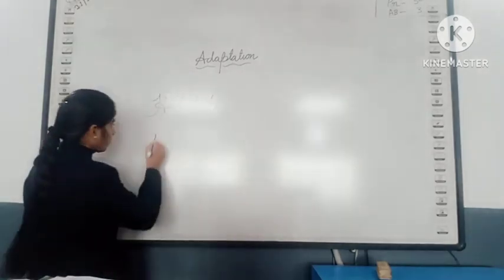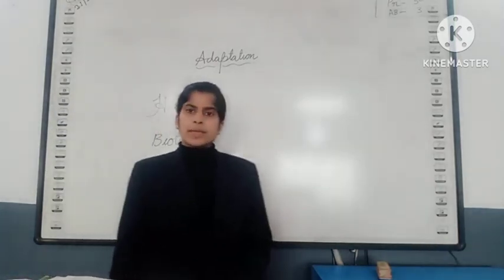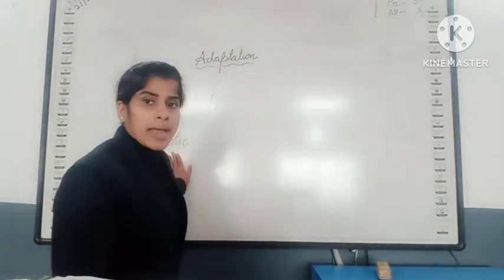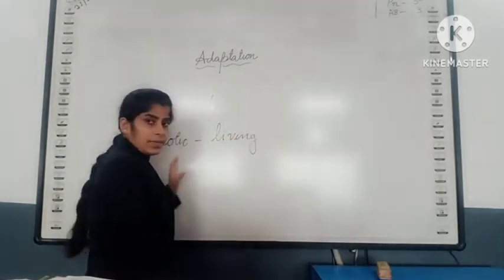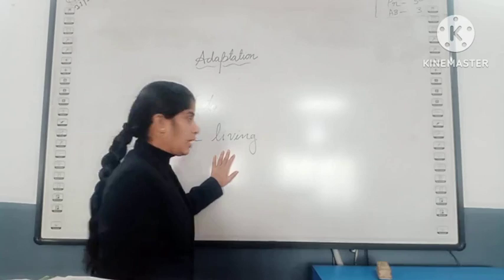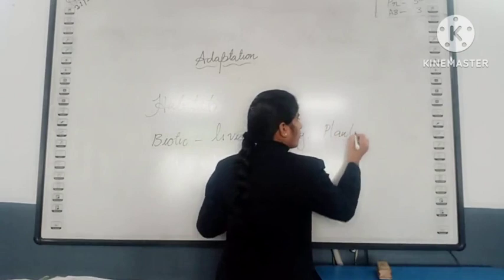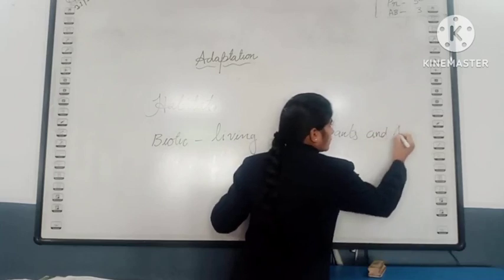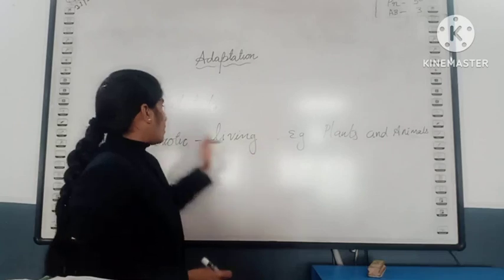Biotic means the living organisms. Biotic means living beings, living organisms. Living organisms means plants or animals. So these are the examples of biotic.